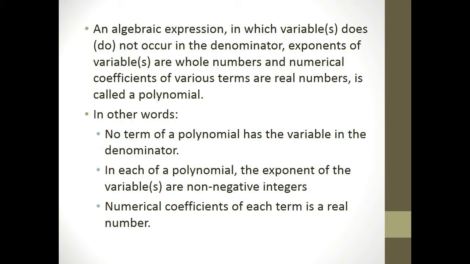An algebraic expression in which variables do not occur in the denominator, exponents of a variable are whole numbers, and numerical coefficients of various terms are real numbers, is called a polynomial. In other words, no term of a polynomial has the variable in the denominator. In each term of a polynomial, the exponent of the variables are non-negative integers. Numerical coefficients of each term is a real number.